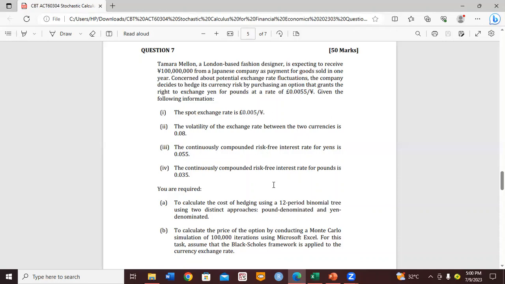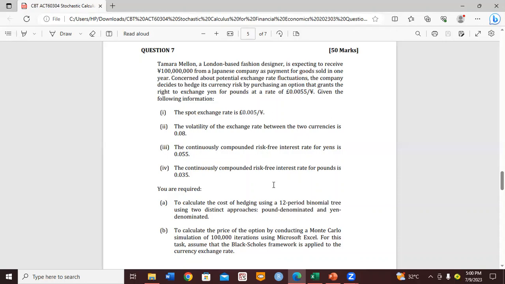So with this question, you probably have to understand the scenario, because if we're going to calculate the pound denominated, you need to understand, is it a put or call? If we're going to calculate the yen denominated, you need to understand, is it a put or a call? So this company, Tamara Mellon, is going to receive yen. So if we're going to calculate the pound denominated, it is going to be a put because Tamara has the yen and she wants the pound.